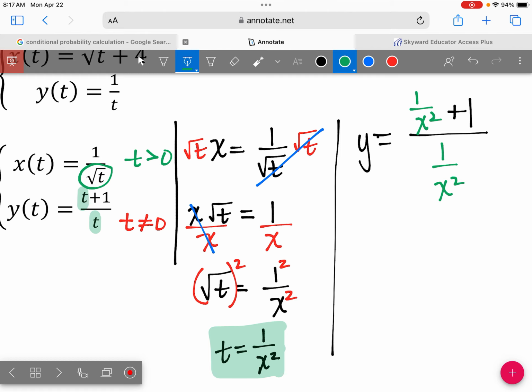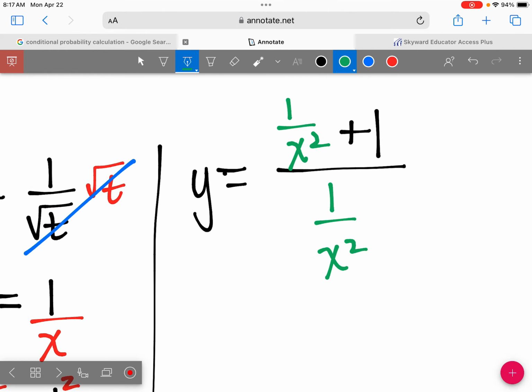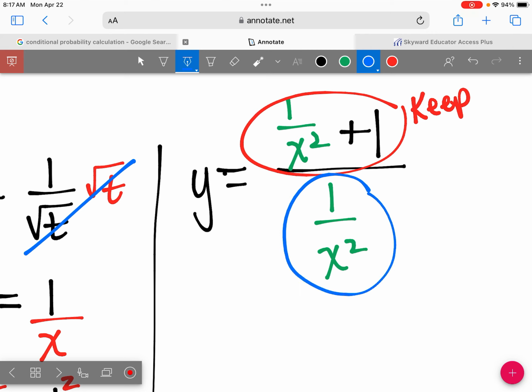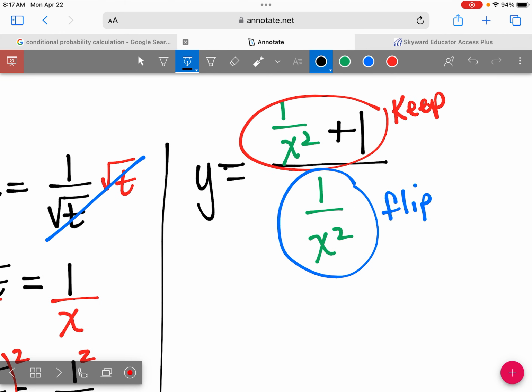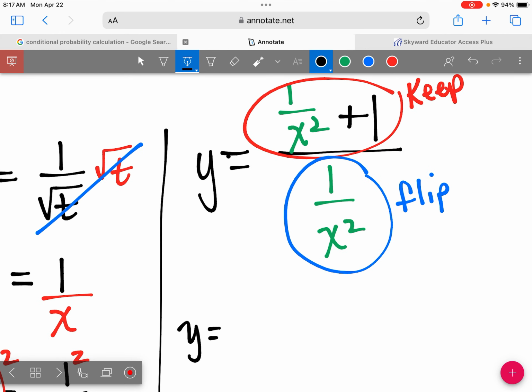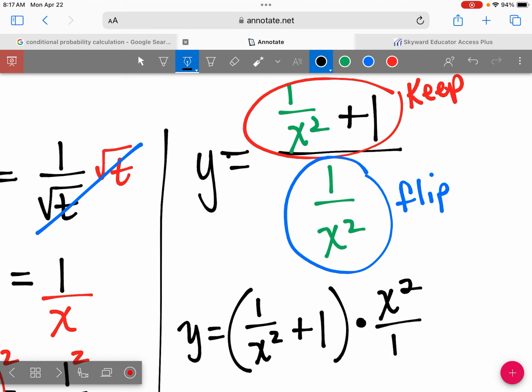Okay, so we actually were going to do our keep, change, flip. So I'm going to keep this, and I'm changing that division to a multiplication, and I'm flipping this. So let's do our keep, change, flip. So y equals 1 over x squared plus 1. And then I'm multiplying that by x squared over 1, or really just x squared, because x squared over 1 is just x squared.